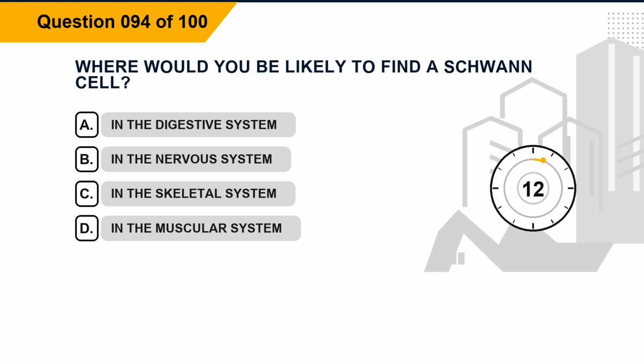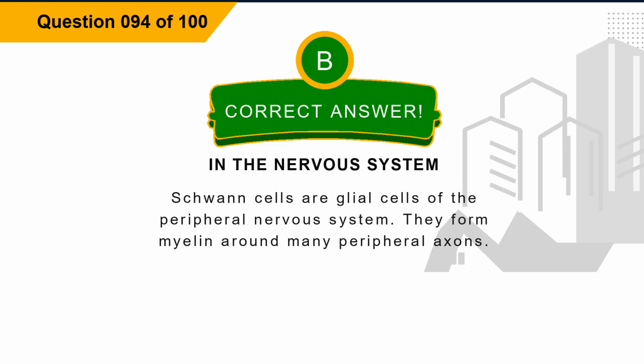Question 94. Where would you be likely to find a Schwann cell? Option A, in the digestive system. Option B, in the nervous system. Option C, in the skeletal system. Option D, in the muscular system. The correct answer is option B, in the nervous system. Explanation. Schwann cells are glial cells of the peripheral nervous system. They form myelin around many peripheral axons.